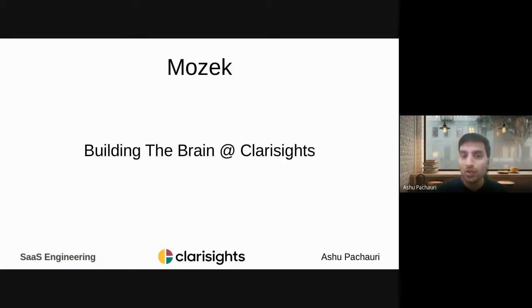So this talk is about Mozek, which literally translates into brain. Mozek is a Czech word, and we basically use that word because Mozek is a system that we're building to manage a lot of things at Clarisights, which a brain does. So we'll go deeper into how it's supposed to do that.